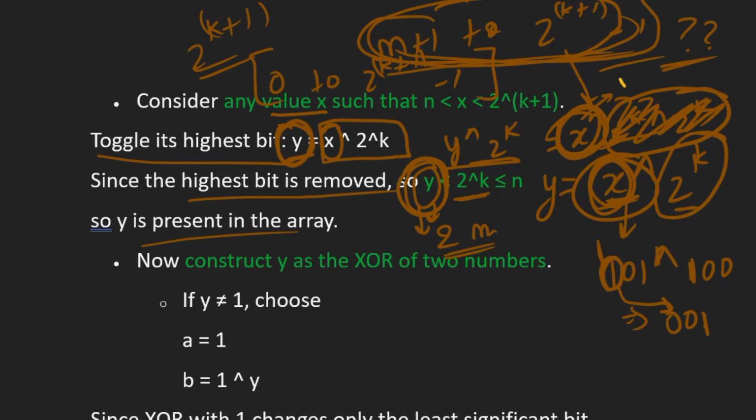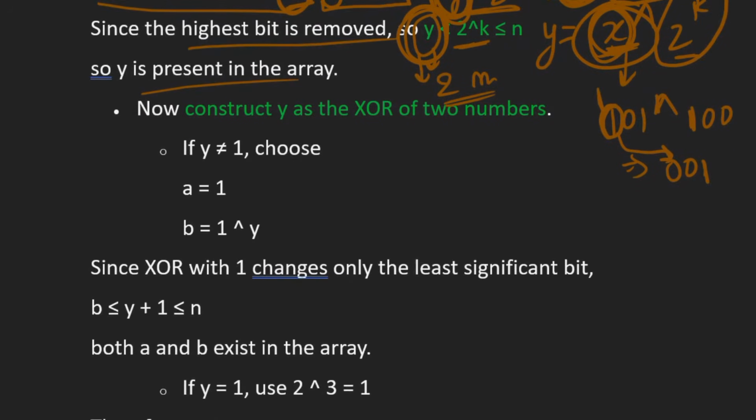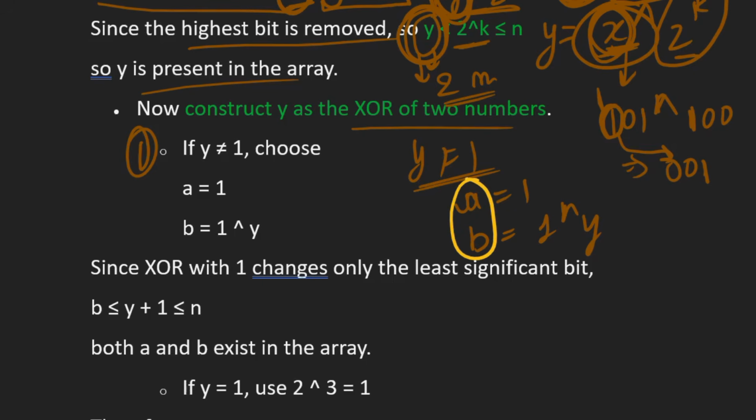So here x is a value from n plus 1 to 2^(k+1) minus 1, right? Now our focus is to make y from two different numbers in the array. Our aim is to construct y as the XOR of two numbers. For that we have two different cases. The first case is when y is not equal to 1. When y is not equal to 1, we choose a equal to 1 and b equal to 1 XOR y. Then when we do a XOR b, we'll get our value of y, right?